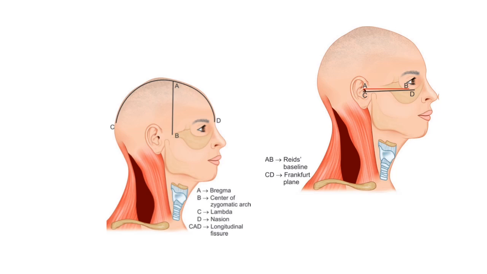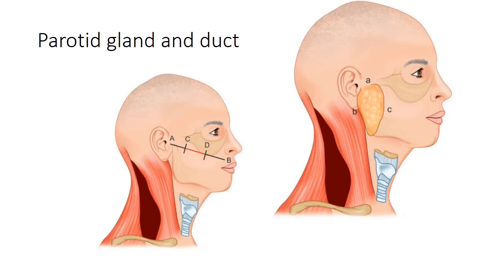Then we have the parotid gland, right? The parotid gland lies on the side of the face, and it appears tetrahedral in shape. The superior border runs along the lower margin of the posterior two-thirds of the zygomatic arch. Then the posterior border runs in front of the external acoustic meatus and the mastoid process.